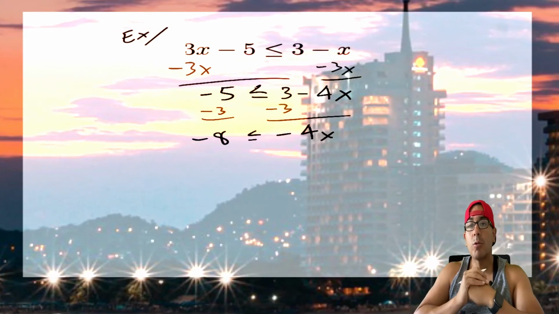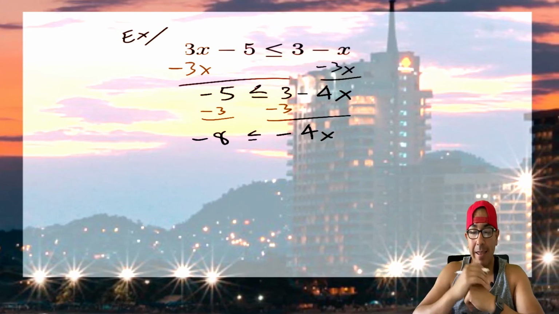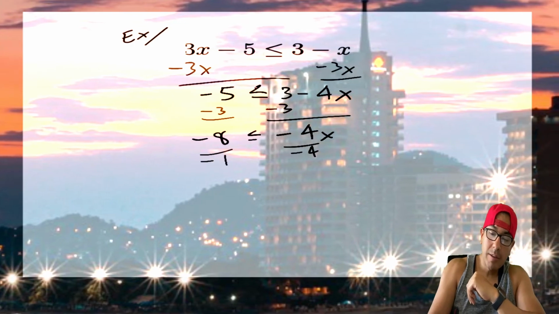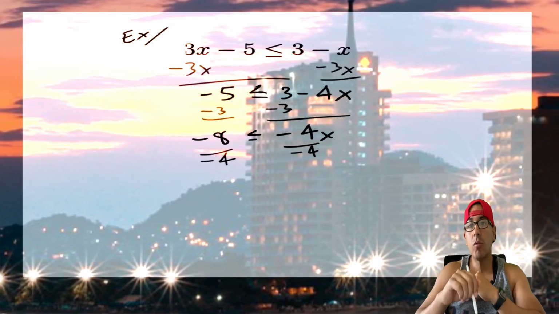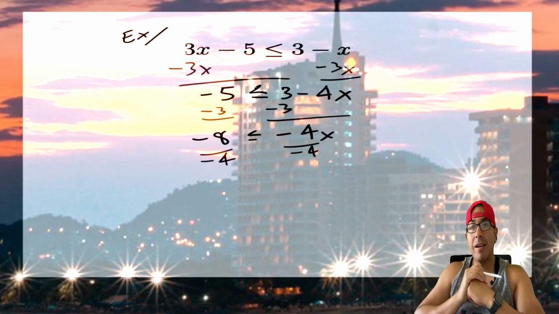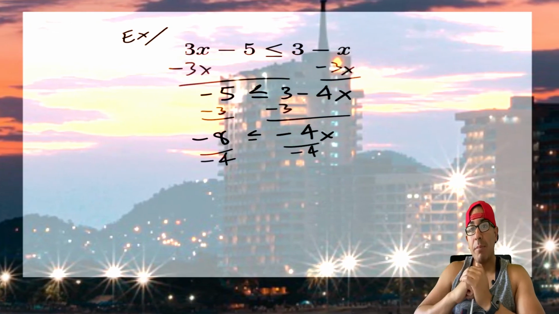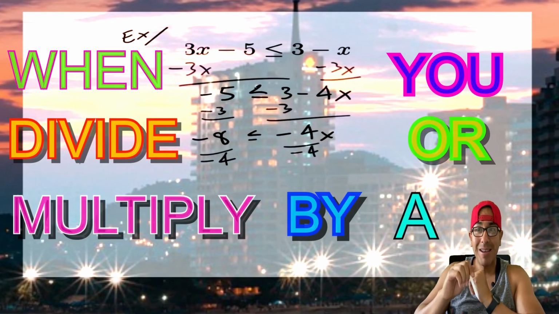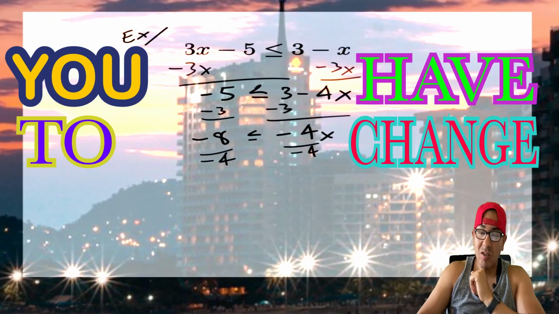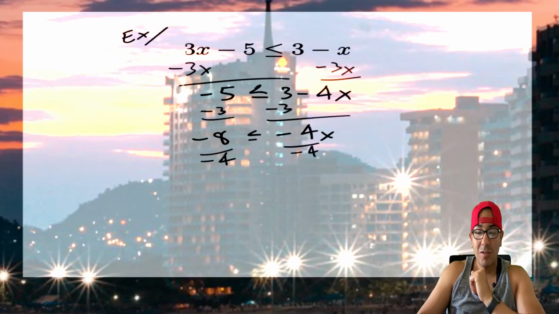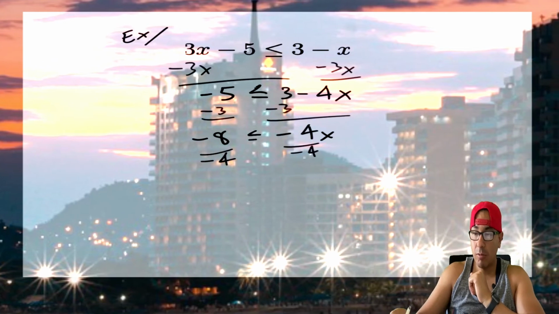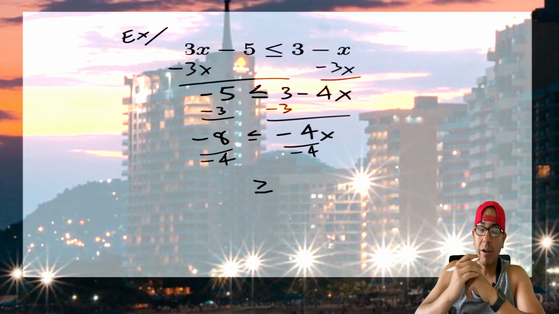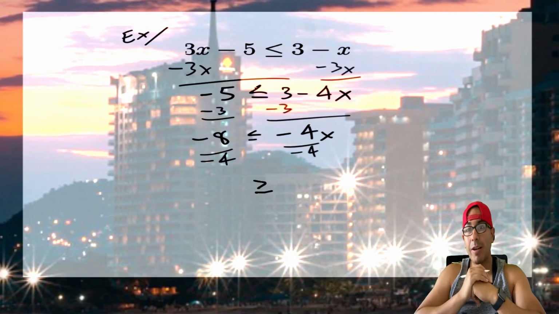-4x. Remember what we're trying to do? We're trying to isolate the x variable. So let me go ahead and divide by -4. This is where you're going to make a very important note in your notebook. When you divide or multiply by a negative, you have to change the direction of the inequality. So instead of being less than or equal to, now that inequality is going to say greater than or equal to. Write that down, very important.